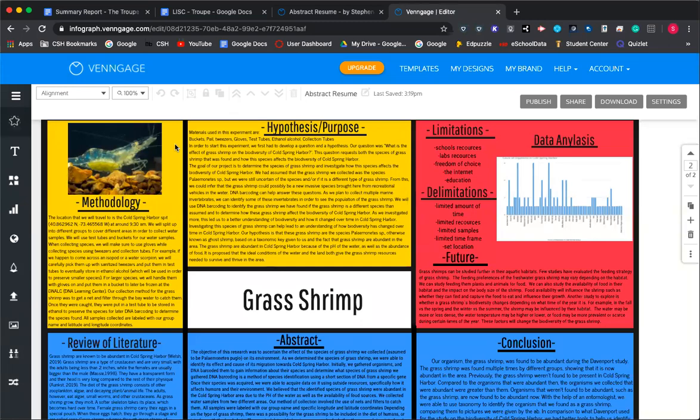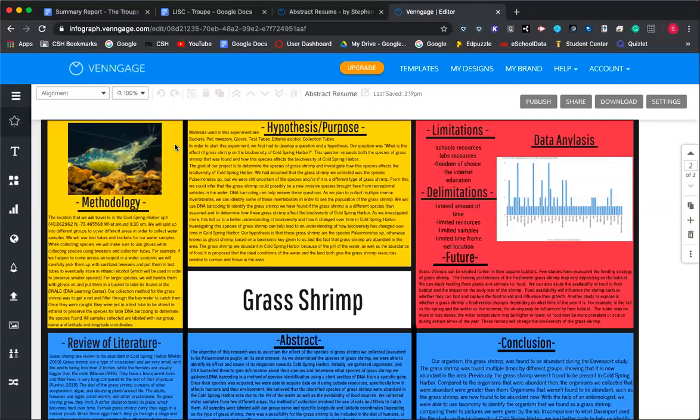For example, if we happen to come across an isopod or water scorpion, we will carefully pick them up with sanitized tweezers and put them in the test tubes to eventually store in ethanol alcohol, which will be used later in order to preserve smaller species. For larger species, we will handle them with gloves on and put them in a bucket to later be frozen at the DNA Learning Center.